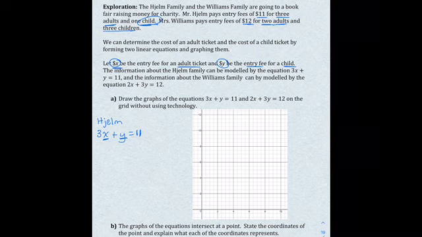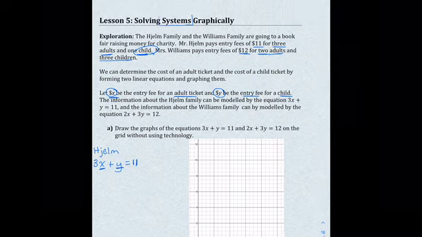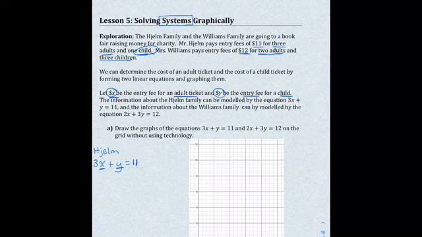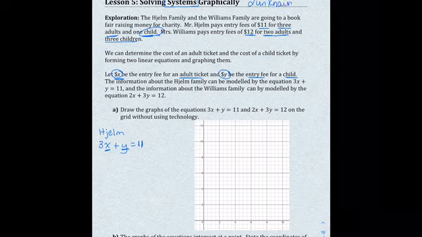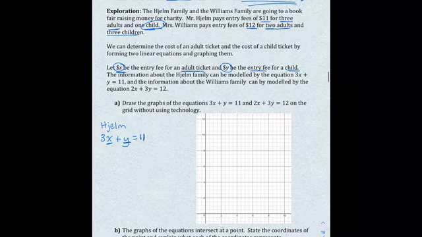So this is a system where we have 2 unknowns, and that's really the definition of a system. We have 2 linear functions, we have 2 unknowns. So that's how we solve a system. We have 2 unknowns, and we have to solve for both of them. So let's see how we do that.